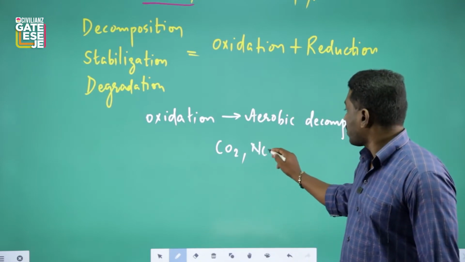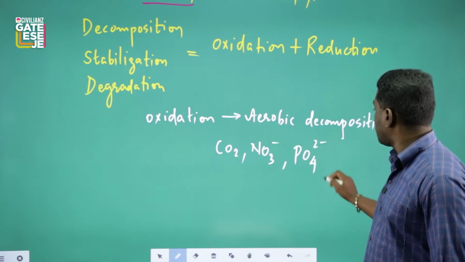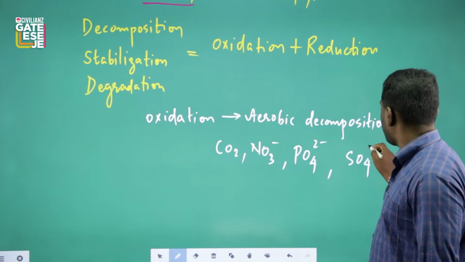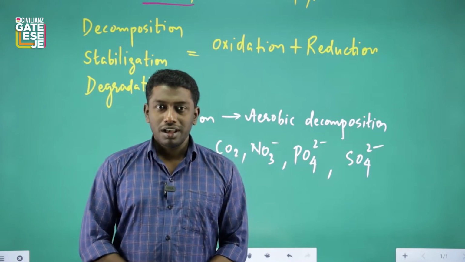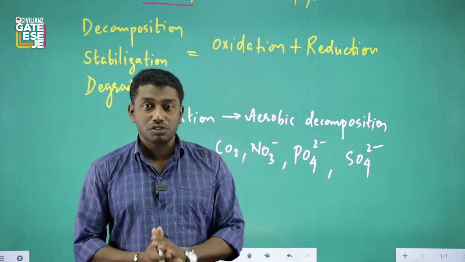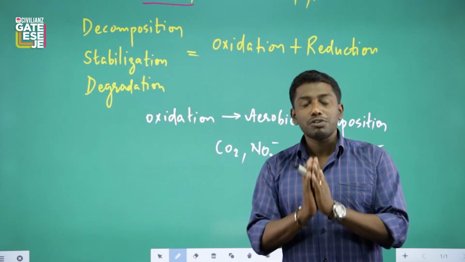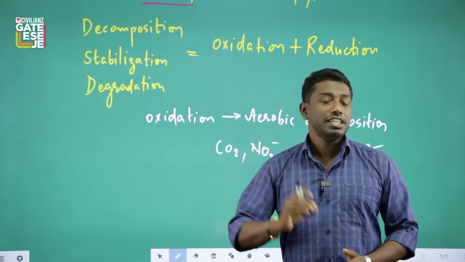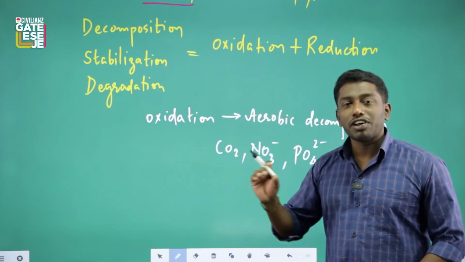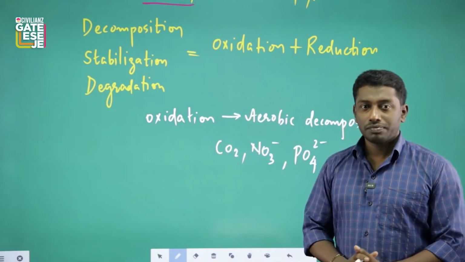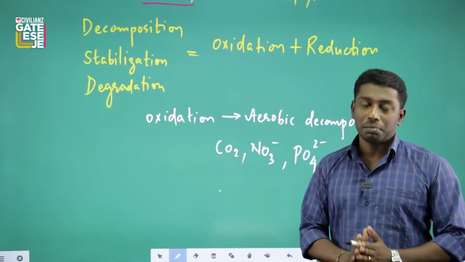carbon dioxide, then nitrates will be formed, phosphates, sulfates. These are all byproducts of aerobic decomposition. Actually, this is a very fast process, and we will get more stable byproducts. But a drawback is that a large amount of sludge will be formed. Large amount of sludge formation is a major drawback of aerobic decomposition.